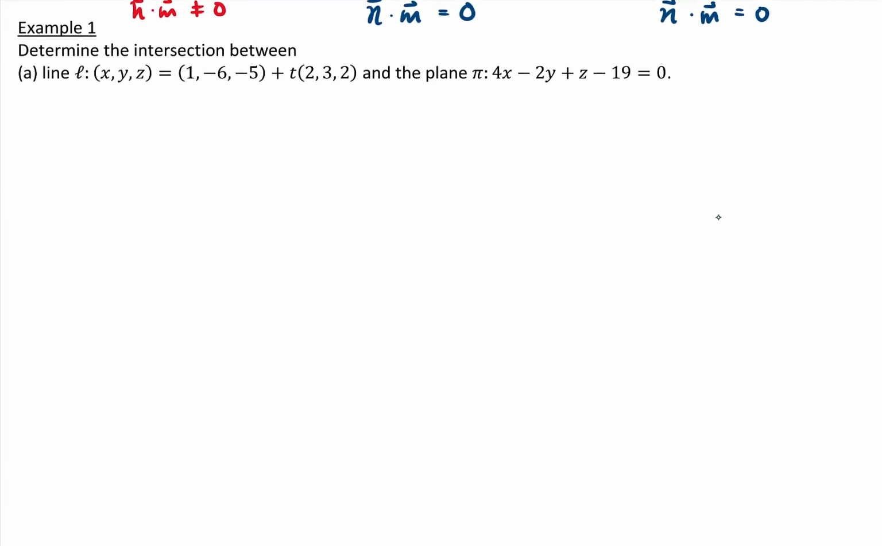First of all, let's check to see what type of intersection we have. To do that, we're going to take n dot m and see what happens. The normal for our plane is 4, -2, and 1. And we're going to dot that with the direction vector of the line, 2, 3, and 2. And when we do that, we end up with 8 minus 6 plus 2, and that gives us an answer of 4. So this tells us the line must intersect the plane at a single point.